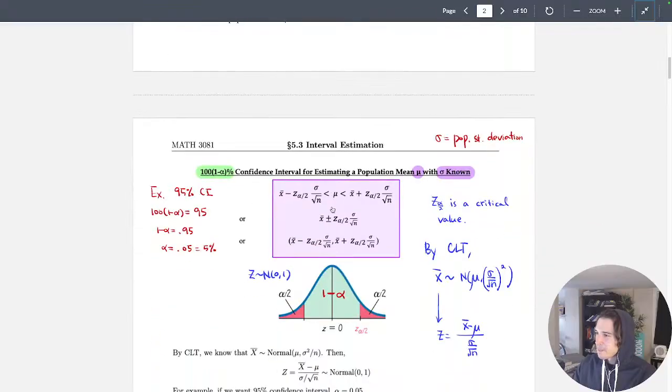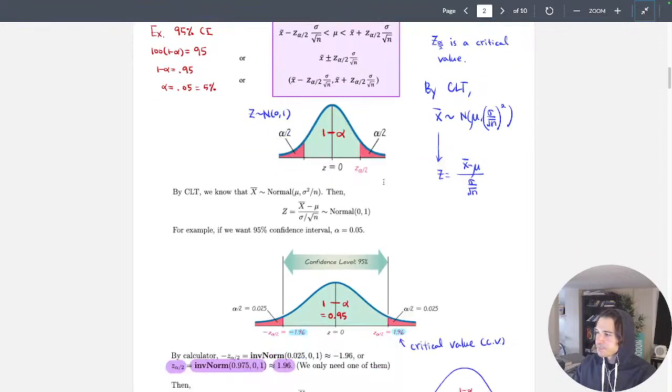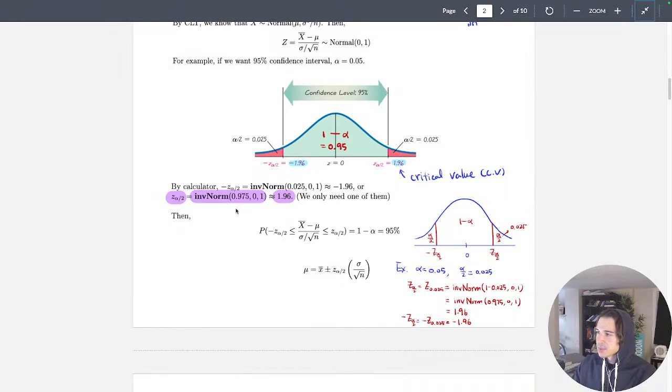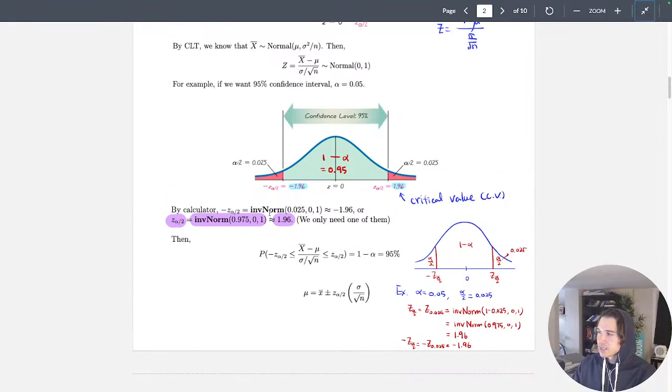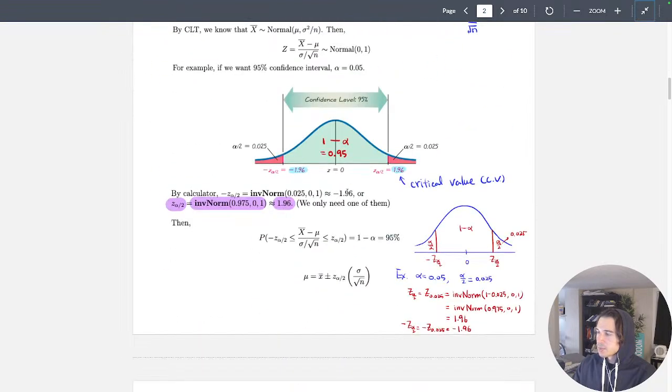And confidence interval for estimating a population mean mu with sigma known, z alpha over 2. Oh, the critical value, yeah. So yeah, the population mean plus or minus critical value times the standard deviation over square root of the number of samples. And you can use inv norm to make this pretty simple to calculate the critical value. And once you have the critical value, this is all pretty simple.